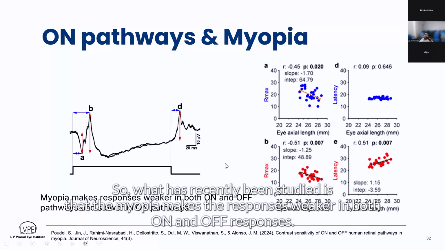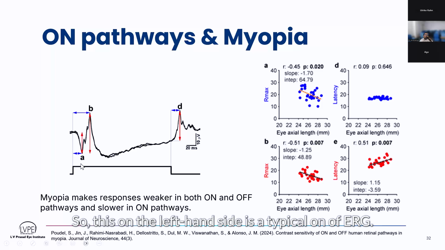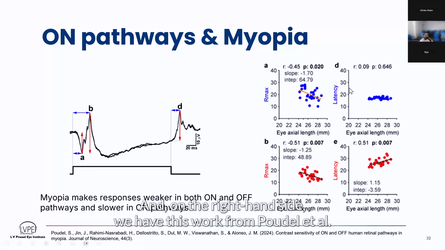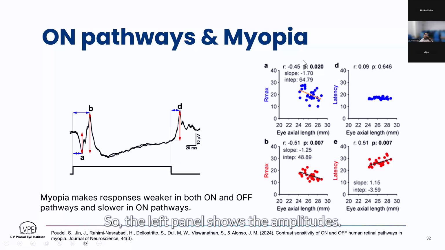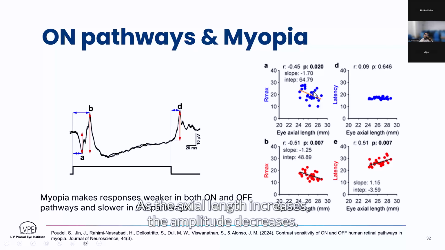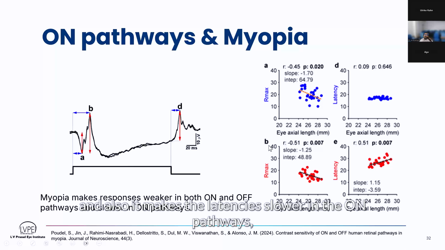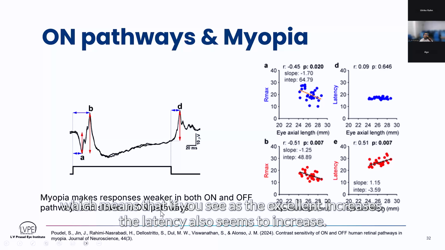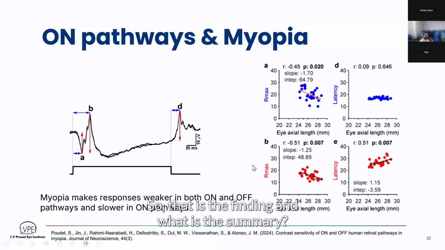What has been studied recently is that myopia makes the responses weaker in both on and off responses. On the left-hand side is a typical on-off ERG, and on the right-hand side we have this work from Povazay et al. The left panel shows the amplitudes. As the axial length increases, the amplitude decreases, and it also makes the latencies slower in the on pathways, which means that as the axial length increases, the latency also seems to increase. That is the finding.